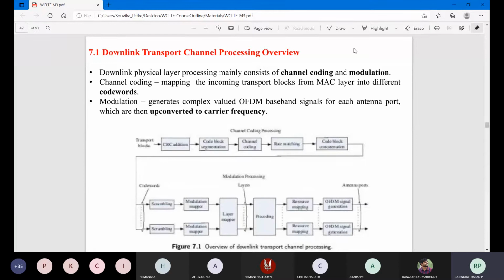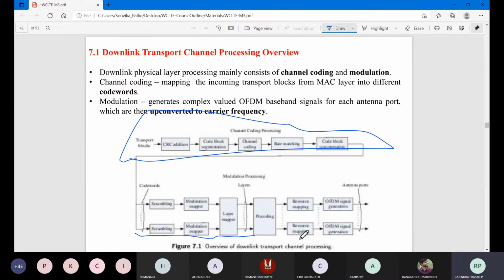So this is your channel coding processing block and this is your modulation process block, and I will make sure that we go into these block diagrams in detail, because what we learned here in theory will be totally different from the practical things which are present.